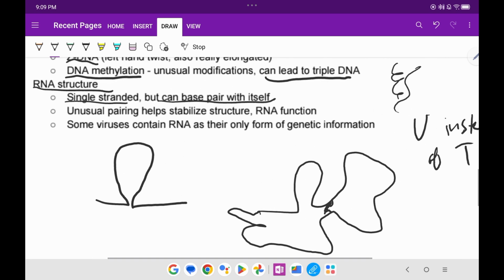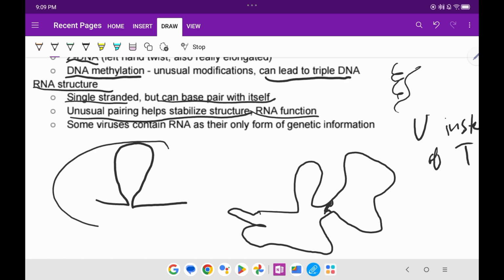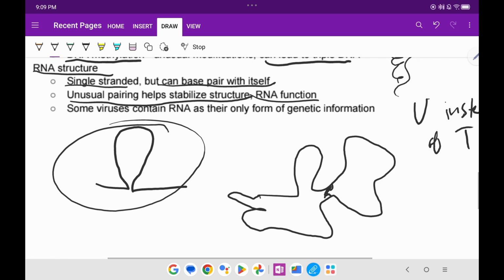And this unusual pairing actually helps stabilize structure and sometimes gives the RNA functions, like in the case of this hairpin loop that we'll get into later. And also, some viruses contain RNA as their only form of genetic information, not DNA.